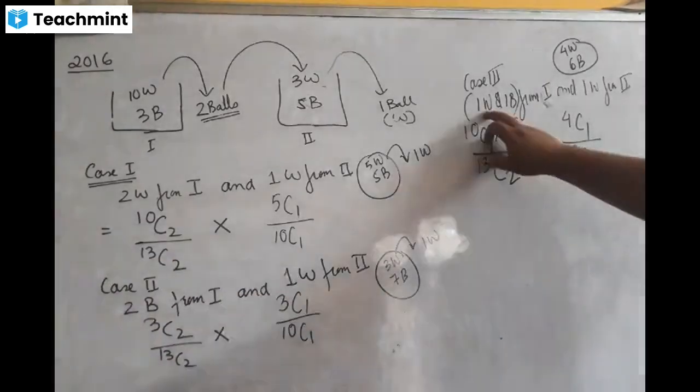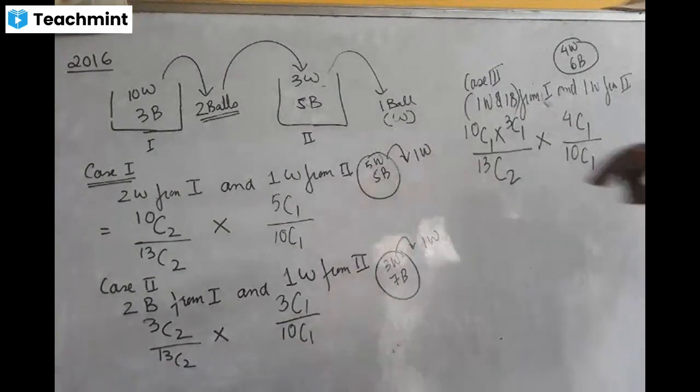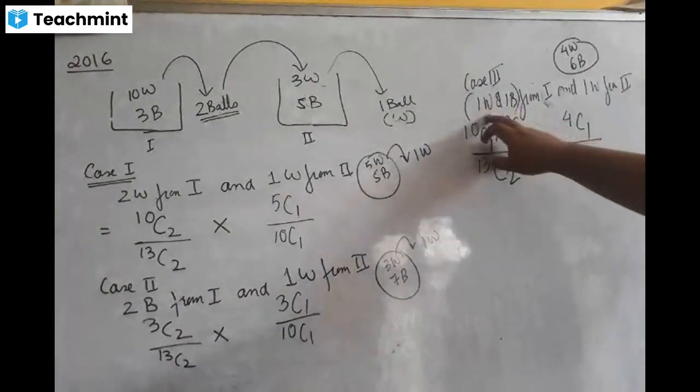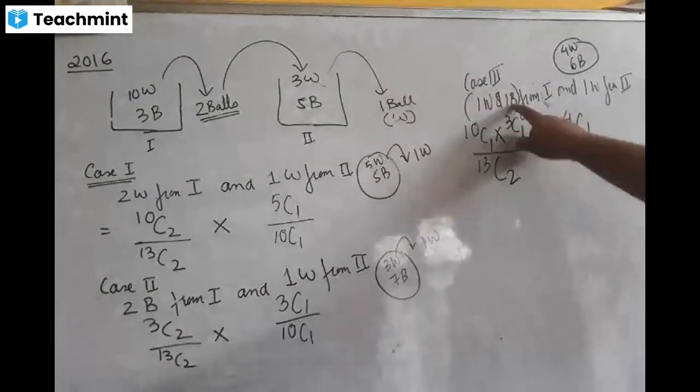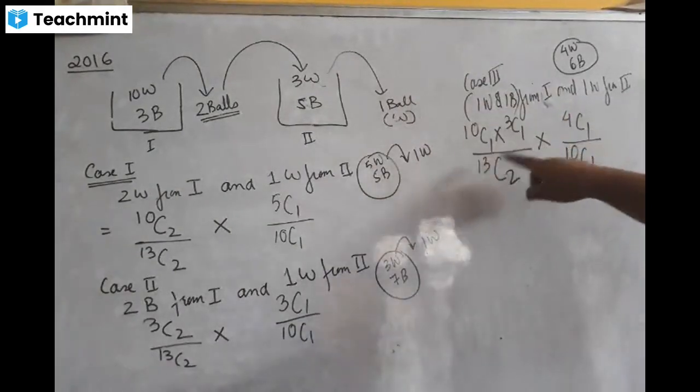You can have 1 white and 1 black. 1 white and 1 black. So how is the 1 white? There are 10 whites, so 10C1 black. There are 3 blacks, so 3C1 divided by 13C2.